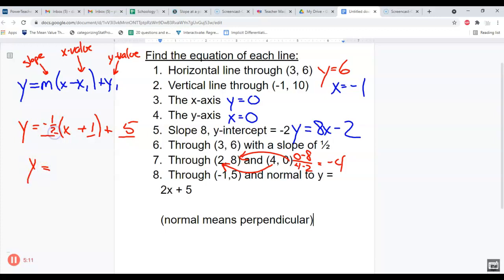And again, I like it because you can see the points, and if you have to distribute, you can do that too. So negative 1/2x. This would be minus 1/2 plus 5, so plus 4.5 or plus 9/2. Questions on that?